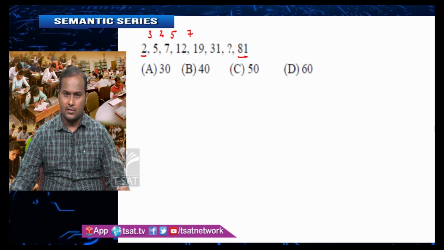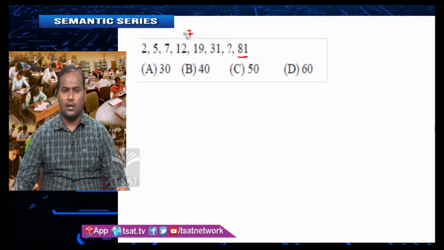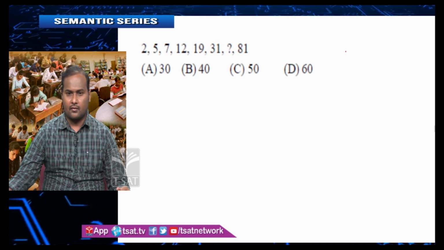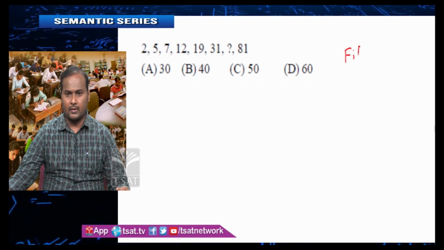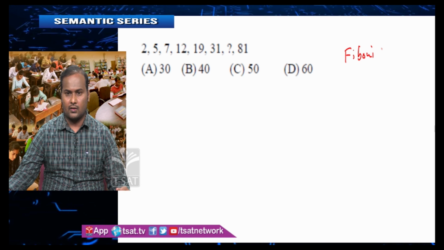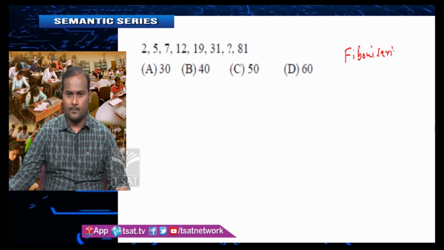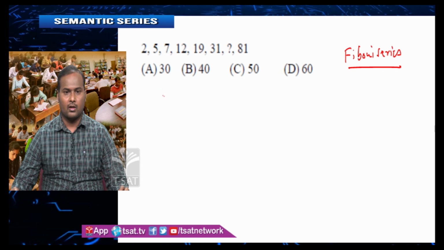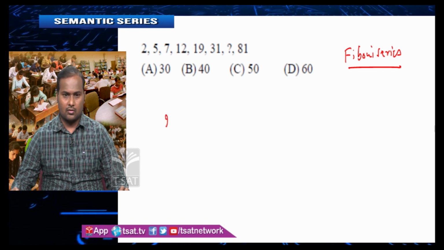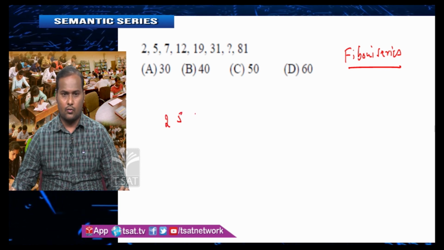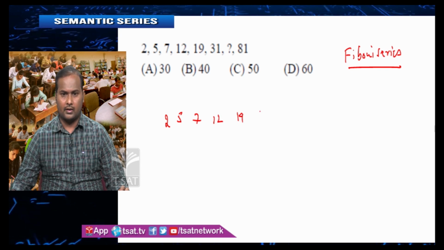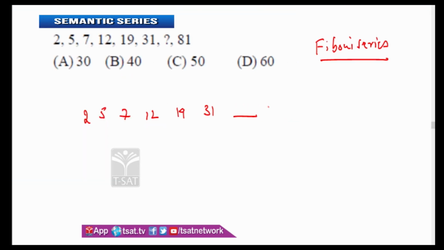In fact, if you see this question, there is a particular name for this kind of series, that is called the Fibonacci series. This is a very, very important series. So what is meant by Fibonacci series? In this particular series, the pattern is 2, 5, 7, 12, 19, 31. We need to find out the answer, then 81.